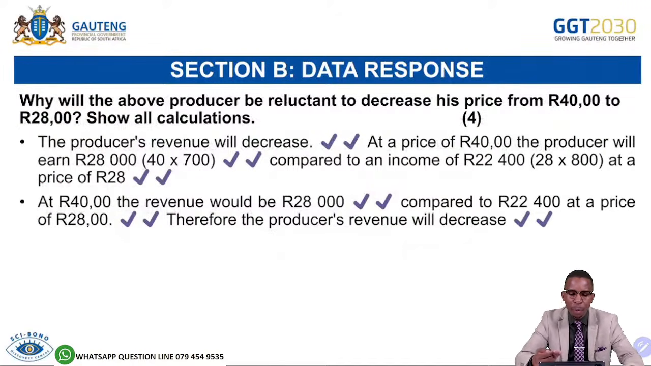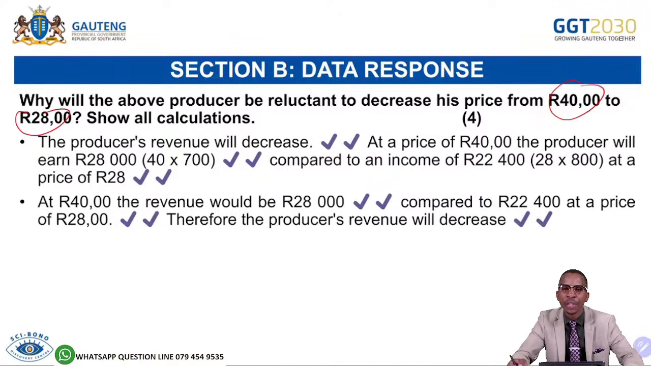Why will the above producer be reluctant to decrease his price from 40 Rand to 28 Rand? Show all calculations. Before we even calculate, you need to understand that under oligopoly, firms do not compete over the price because they avoid the price war. And also, should the firm try to lower its price from 40 Rand to 28 Rand, then what is going to happen?